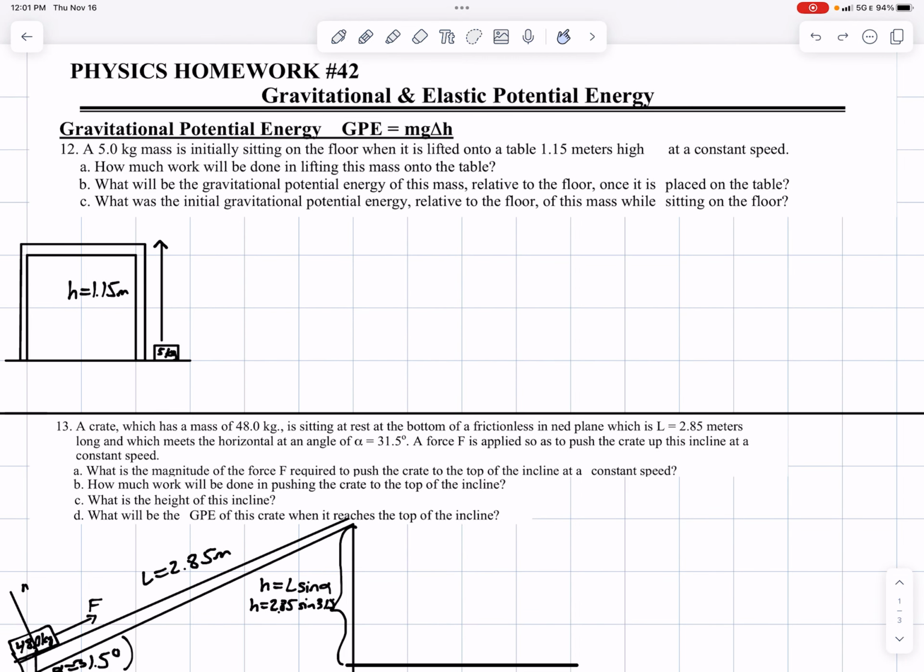Number 12. A 5 kilogram mass is initially sitting on the floor when it is lifted onto a 1.15 meter high table at a constant speed. How much work is done in lifting the mass?